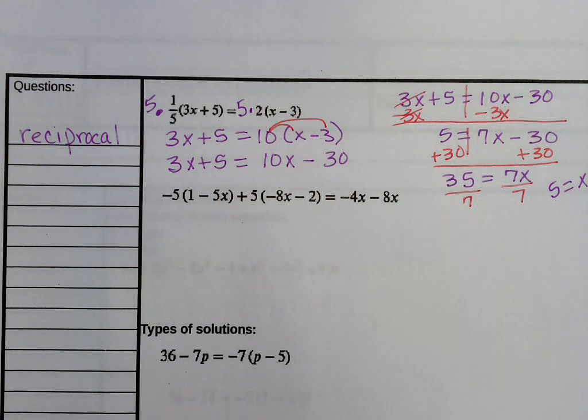Okay, pause the video and see if you can at least distribute on your own. Remember, it's parentheses and then exponents and so forth for PEMDAS. But you always have to distribute. You always have to simplify both sides before you can start. So pause the video. Can you distribute the 5 and the negative 5?